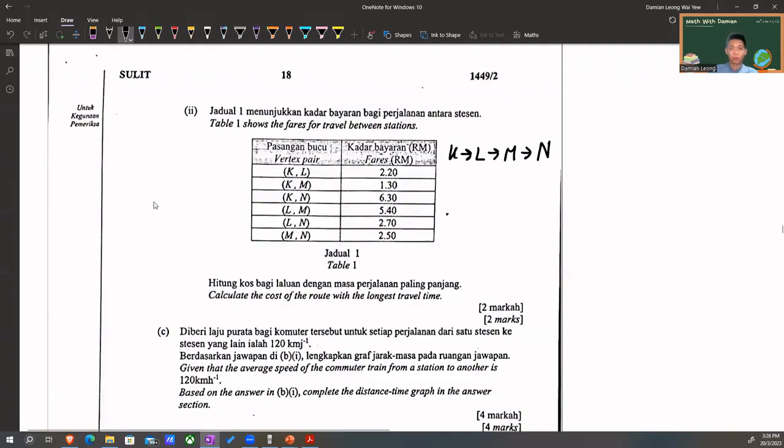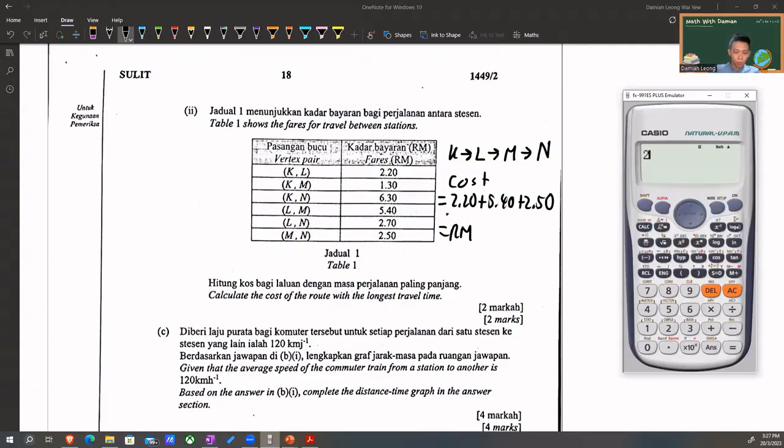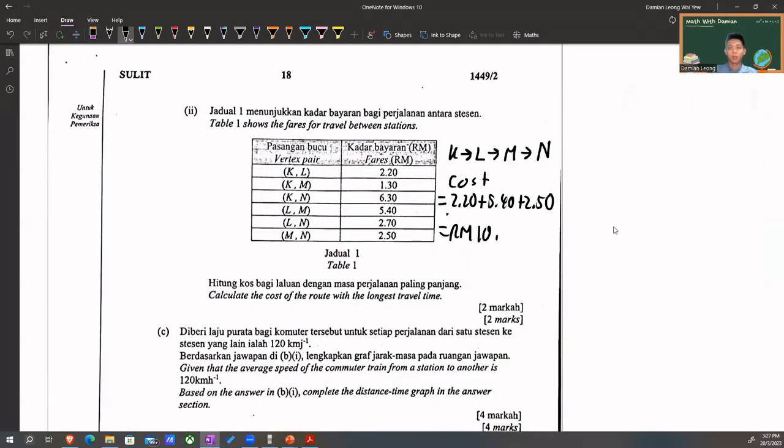So the cost of that route: K to L, this one, 220. L to M, 540. M to N, 250. Add them together. So 2.2 plus 5.4 plus 2.5, I get 10.1. 10 ringgit and 10 cents. That's the cost.